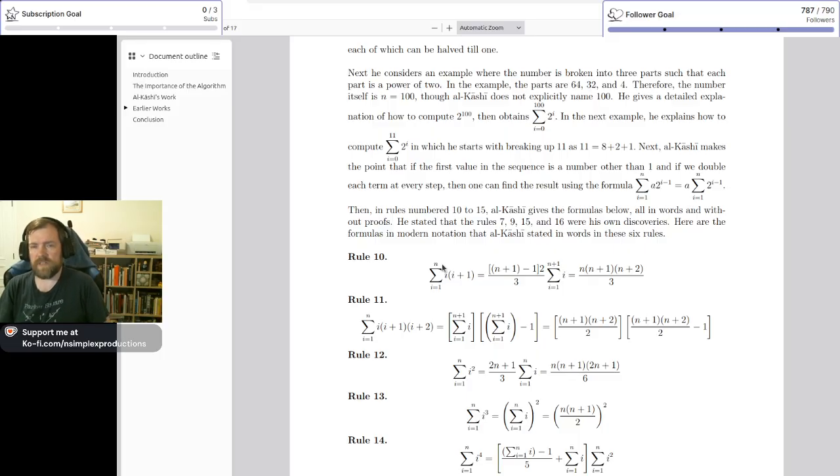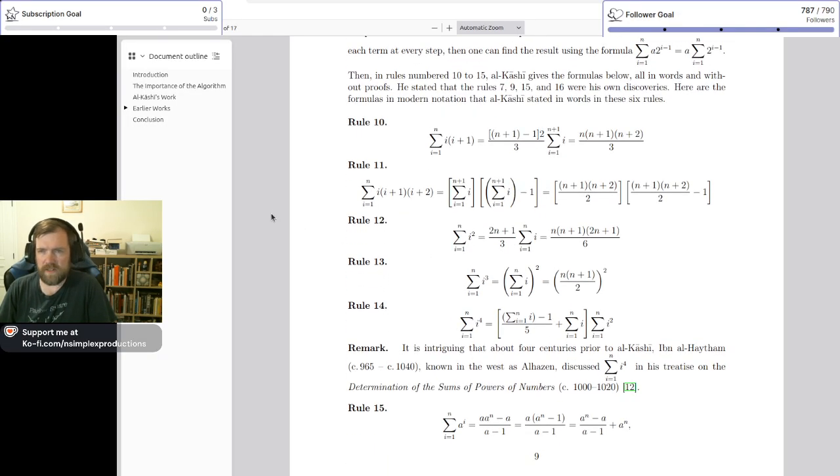Next, Al-Kashi makes the point that if the first value in the sequence is a number other than 1, and if we double each term at every step, we can find the result using the following formula. In rules 10 through 15, he gives the formulas below, all in words without proofs. He stated that rules 7, 9, 15, 16 were his own discoveries. Here are the formulas in modern notation that Al-Kashi stated in words in those rules.